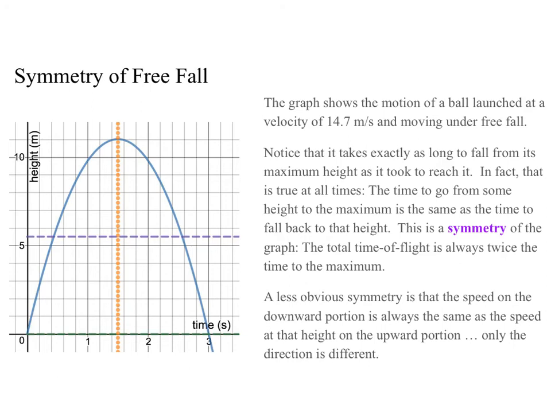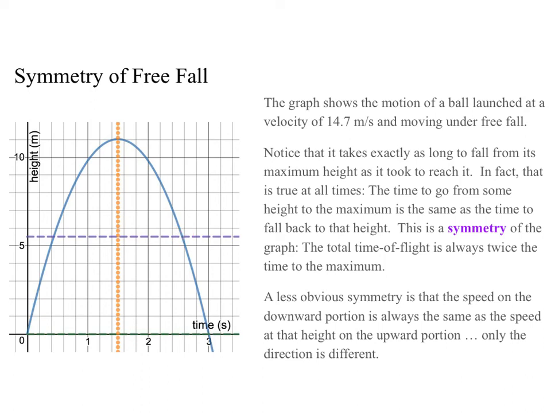All right, the graph here shows the motion of a ball which is launched with a velocity of 14.7 meters per second upward, and which is moving under free fall. Note that it takes us exactly as long to fall from the maximum height, from here to here, as it took to reach it, from here to here. And that would be true anywhere. So we talk about being at what looks to be 5.5 meters. It takes as long to go from 5.5 meters to the greatest height as it does to go from that greatest height back to 5.5 meters.